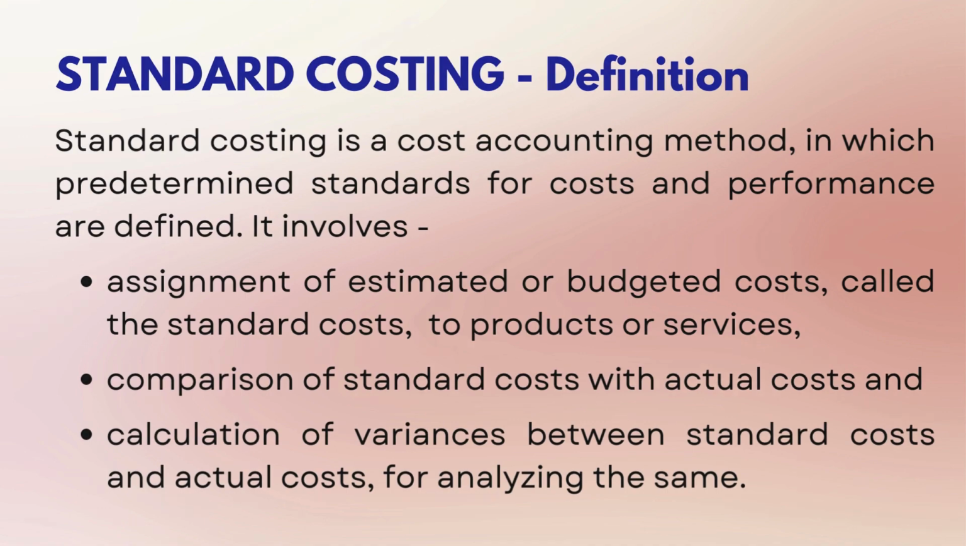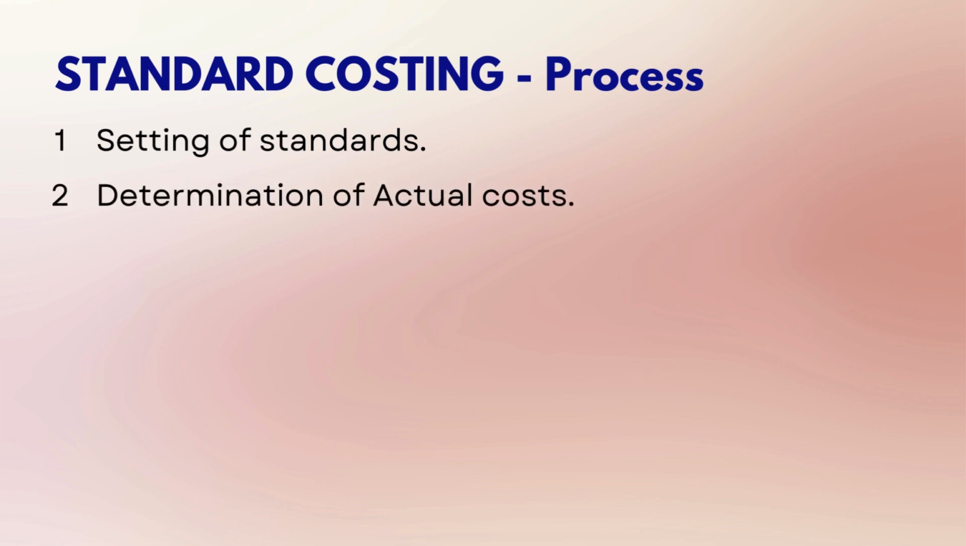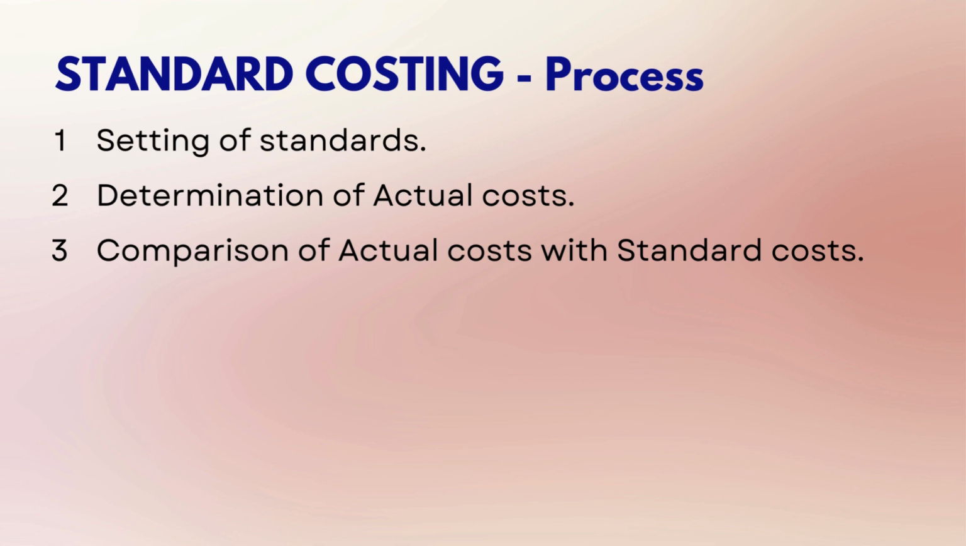Now let's go through the process. Standard costing process typically consists of the following key steps. First, setting of standards. On the basis of management's estimation, standard cost is established for each element of cost, that is, direct material, direct labor, and manufacturing overhead under the normal operating conditions. Second, determination of actual cost. Actual costs for all the components are determined and recorded. Third, comparison of actual costs with standard costs. In this step, variances are calculated and recorded.